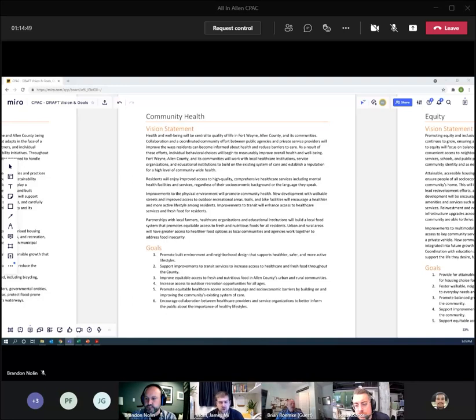I think it's really good. It's overarching. Several of those things popped up in multiple chapters, and as we look at planning and development, community health is an important factor in all of that.